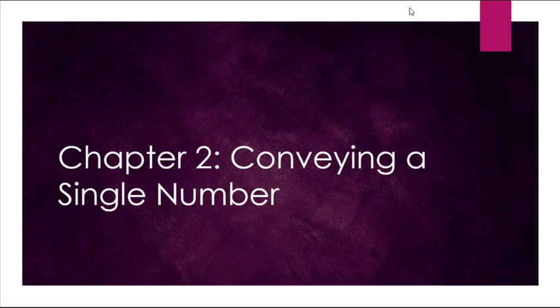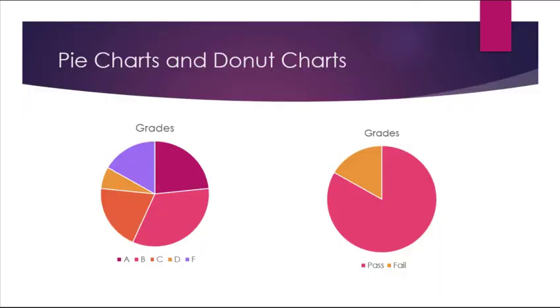Hi everyone. Chapter 2 of your book gives tips for conveying data visually when what you really need to do is highlight a single number. One of the things the book talks about in detail is why pie charts and donut charts are really not good choices for conveying data unless what you're wanting to convey is a single number.